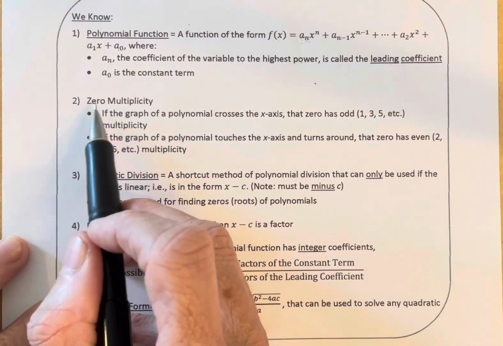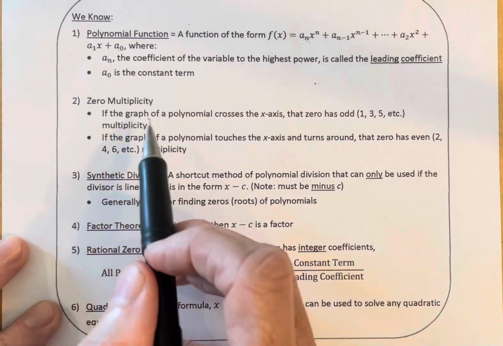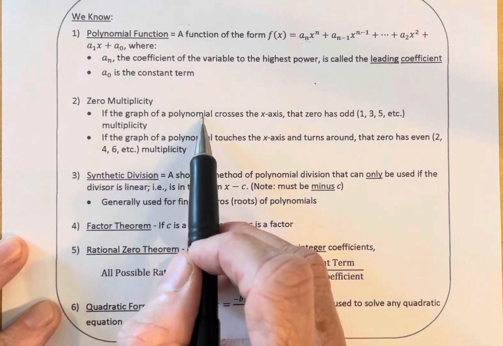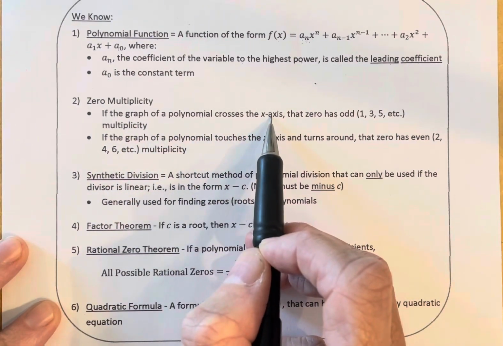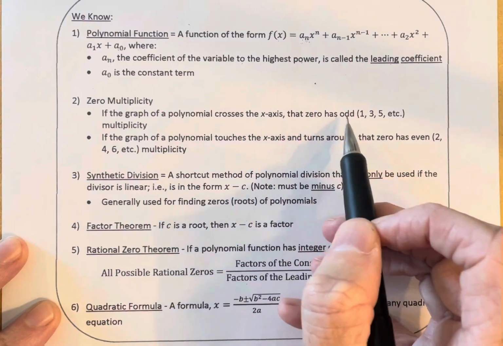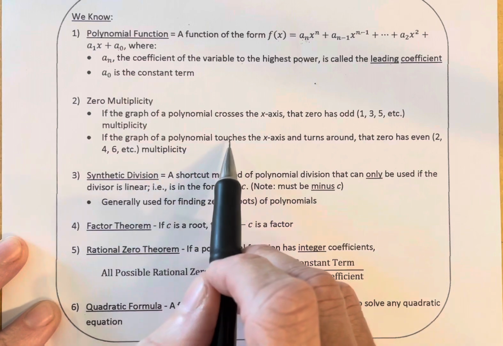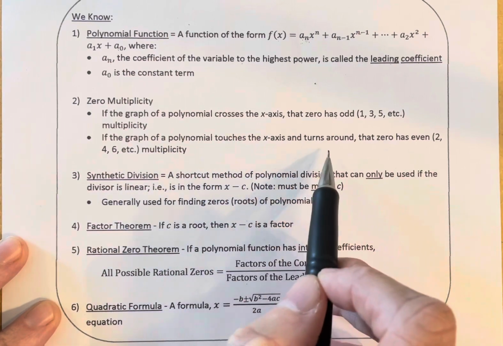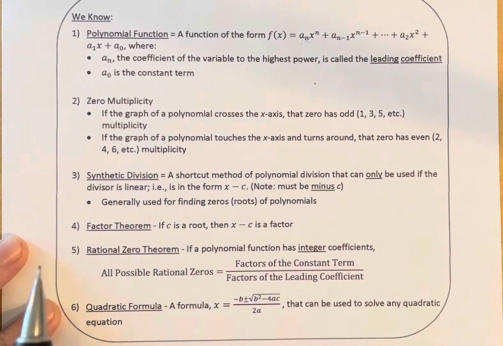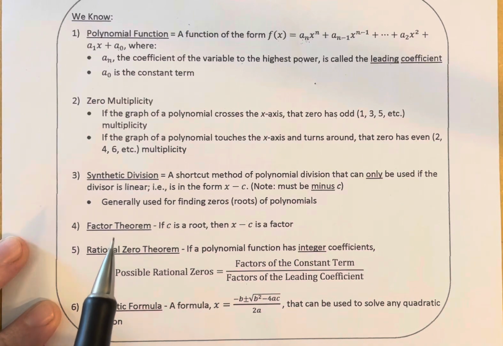We've learned about zero multiplicity. So if the graph of a polynomial crosses the x-axis, then that zero has odd multiplicity. If the graph of a polynomial touches the x-axis and turns around, that zero has even multiplicity.